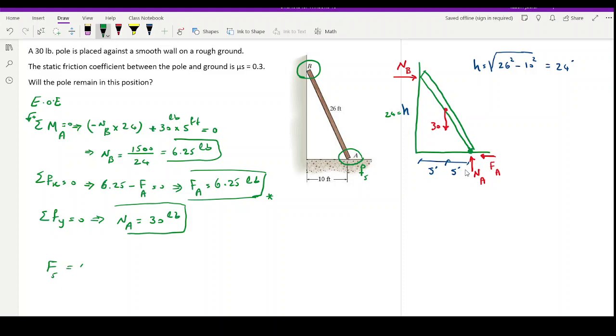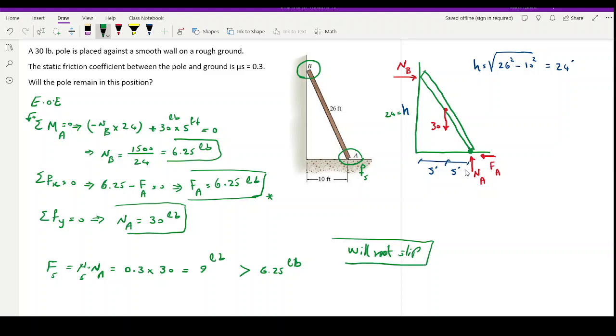At point A, friction is able to produce mu s N. This is the maximum force that friction is able to produce at point A. Now, mu s is 0.3 times N at point A we calculated is 30, and that's equal to 9 pounds. And therefore, because this is larger than the 6.25 that we need, it will not slip, or it will remain in this position.